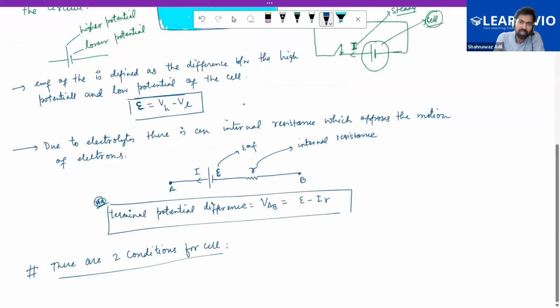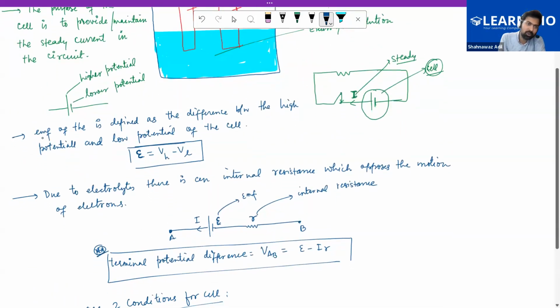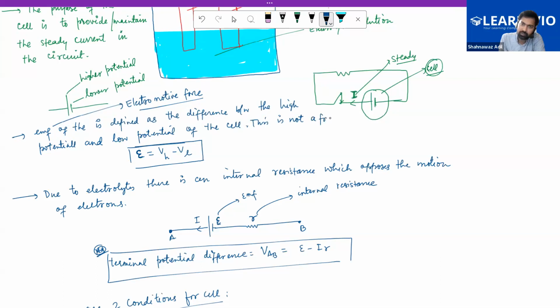Before I move ahead, this EMF is electromotive force, right? And this is not actually a force. This is a potential, a difference of potential. So we always keep in mind that this EMF is not a force. This is the difference in the potential. Okay.